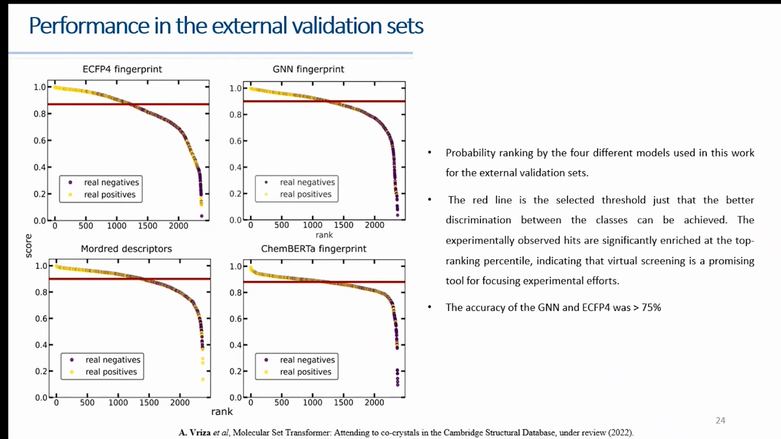Here we can see the performance of the models on the external validation sets, using our 4 different representations: the molecular descriptors, the Morgan fingerprint, the DNA fingerprint, and the ChemBERTa fingerprint, which refers to a pre-trained NLP model. We can see that the actual positives tend to get high scores and rank high in all the models, but the DNA fingerprint and the Morgan fingerprint tend to have better discrimination between the real positives and the real negatives. So the real positives tend to get higher scores than those that were negatives, giving an accuracy above 75%.